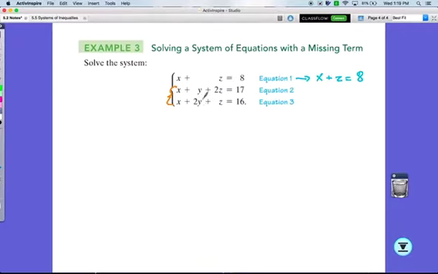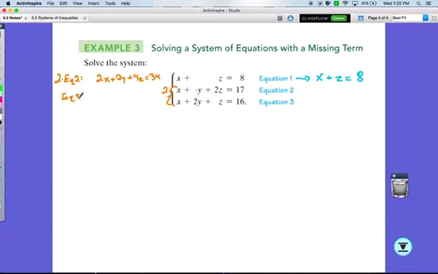So how can I get rid of this y? This one's 2 and this one's 1. So if I multiply the second equation by 2, so 2 times equation 2, that gives me 2x plus 2y plus 4z is equal to 34. And then I'll bring equation 3 over.